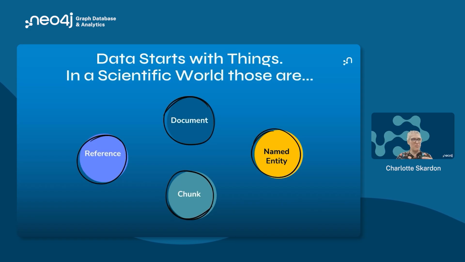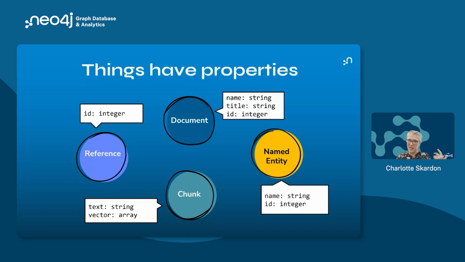And we want to take those and turn them into, in our graph world, nodes or entities. Things have properties. No big surprises there. We have a variety of different properties. Properties within Neo4j's context are key value pairs. So a reference might have an ID. All of these have IDs because that's the way we happen to roll. Documents can have names, titles. A named entity might have a name, so that might be the molecule name. And chunks are texts and vectors for doing all your standard sort of GenAI stuff. So far, so everyday database.